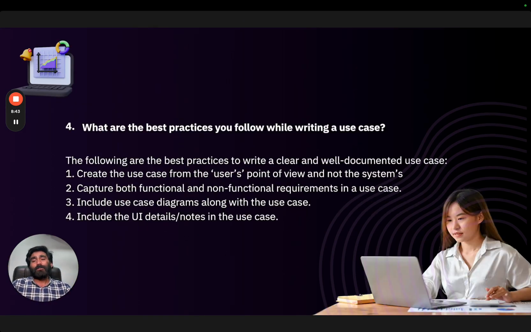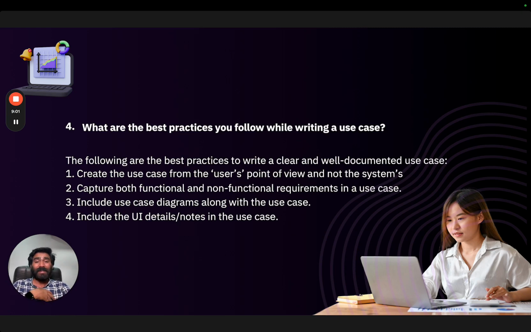All right. So the fourth question is: what are the best practices you follow while writing a use case? The following are the best practices to write a clear and well-documented use case. Create the use case from the user's point of view and not the system's point of view.